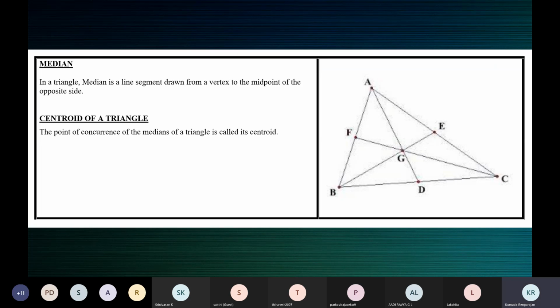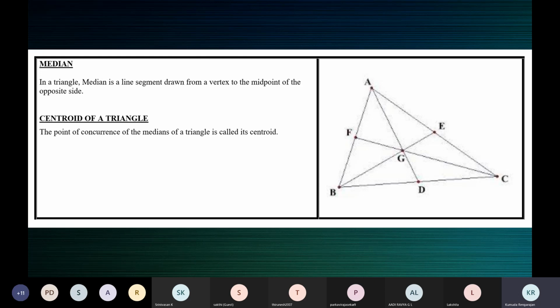Similarly, in a triangle, the three altitudes. An altitude is a line segment from the vertex perpendicular to the opposite side. A median is to the midpoint of the opposite side. So like medians, a triangle has three altitudes. The altitudes are also concurrent. The altitudes also pass through the same point, and the point of concurrence is called the orthocenter.